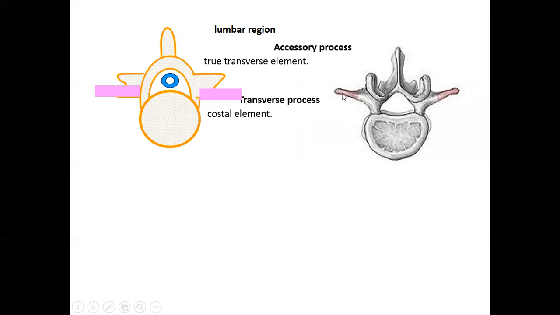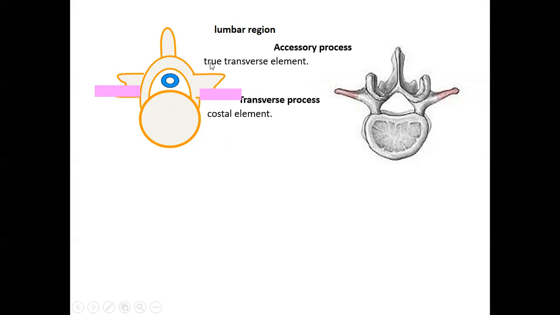So the transverse process, and also the true transverse element. Sorry, I want to correct my word here. The transverse process here is formed by the costal element.